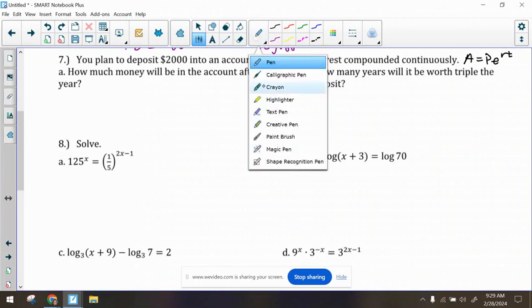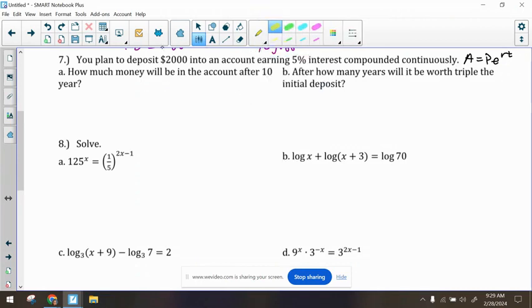So I'm going to, again, highlight the key information that they give me. So I know my initial amount is $2,000 and our interest rate is 5%. As a decimal, that is 0.05. So they want me to say how much is in the account after 10 years. So it's going to be A equals 2,000 e to the 0.05 times 10. This is just one of your plug it in type problems.